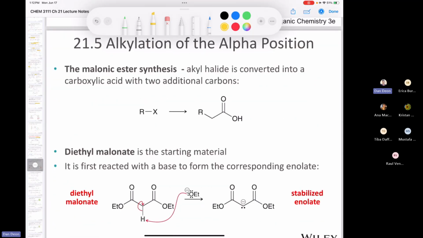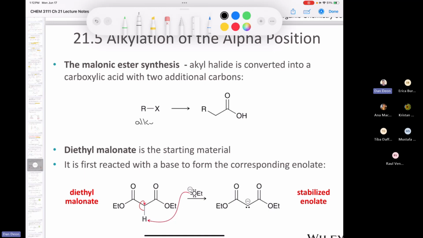So the first new transformation that we're going to do today is to take an alkyl halide. So you guys know what an alkyl halide is by now. And of course, X could be any leaving group, but we're going to use halogens. And then you're converting that into a carboxylic acid, but you're adding two new carbons. Look, you're adding carbon 1 and 2, and the second carbon is the one that has the carboxyl group on it. So a pretty neat reaction if you think about it.